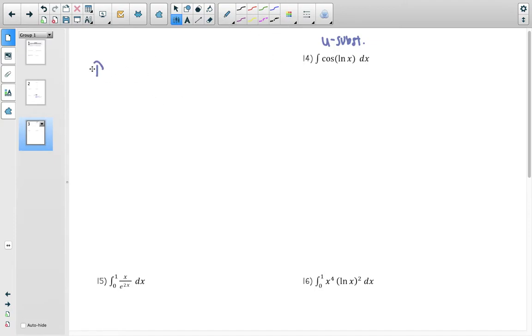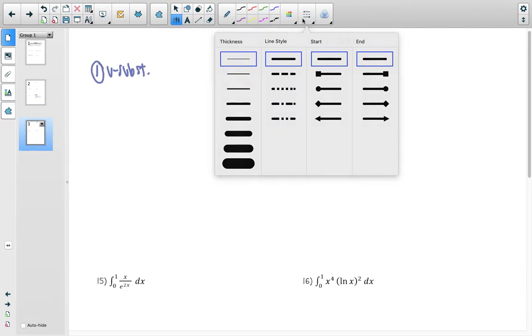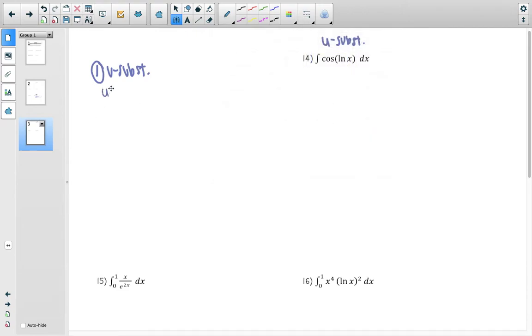So step one, we have to do U substitution. I'm going to have to make this marker a little bit thinner to make this happen. Okay, so U substitution, since natural log of x is on the inside, I'm going to make it u. And then when you derive that, you get 1 over x dx. And then remember, we solve for dx, and that gets us x du. All right, so we end up with cosine of u times x du.